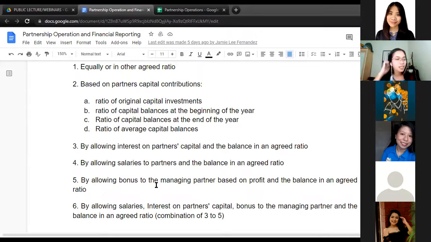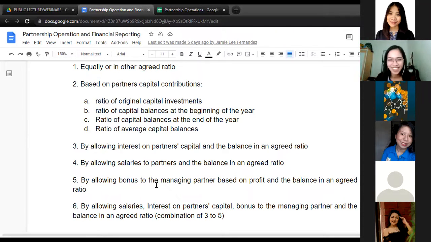Tapos, itong interest naman sa capital contribution, minsan kasi sa usapan ng mga partners, pinag-uusapan nila na dapat ito mga capitalist partners, entitled kami sa annual interest sa aming capital contribution. So yun, yung tatlong yun yung madalas na binabawas doon sa profit na na-earn ng partnership bago nila i-allocate yung talagang profit para sa mga partners. Pero mas maiintindihan niyo yan sa mga illustrations natin mamaya.